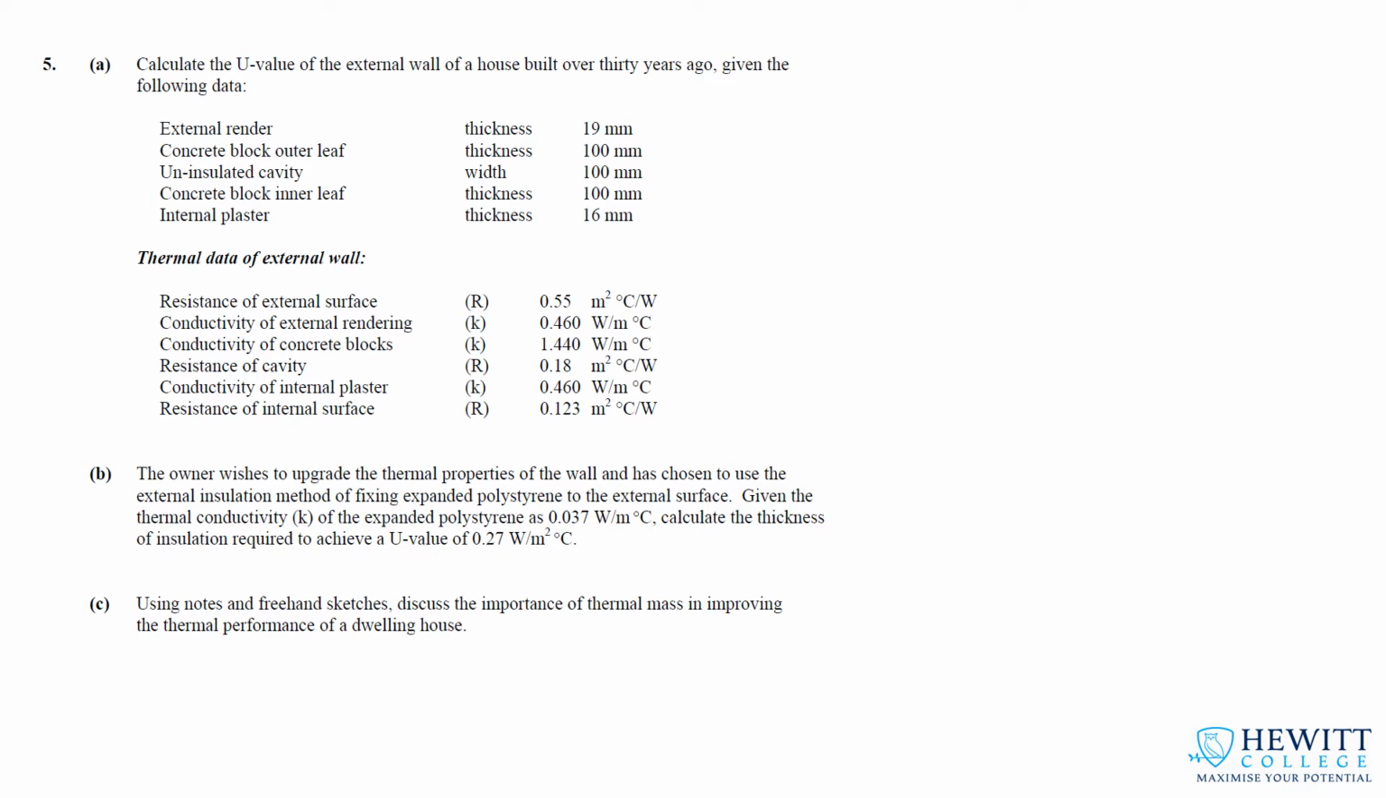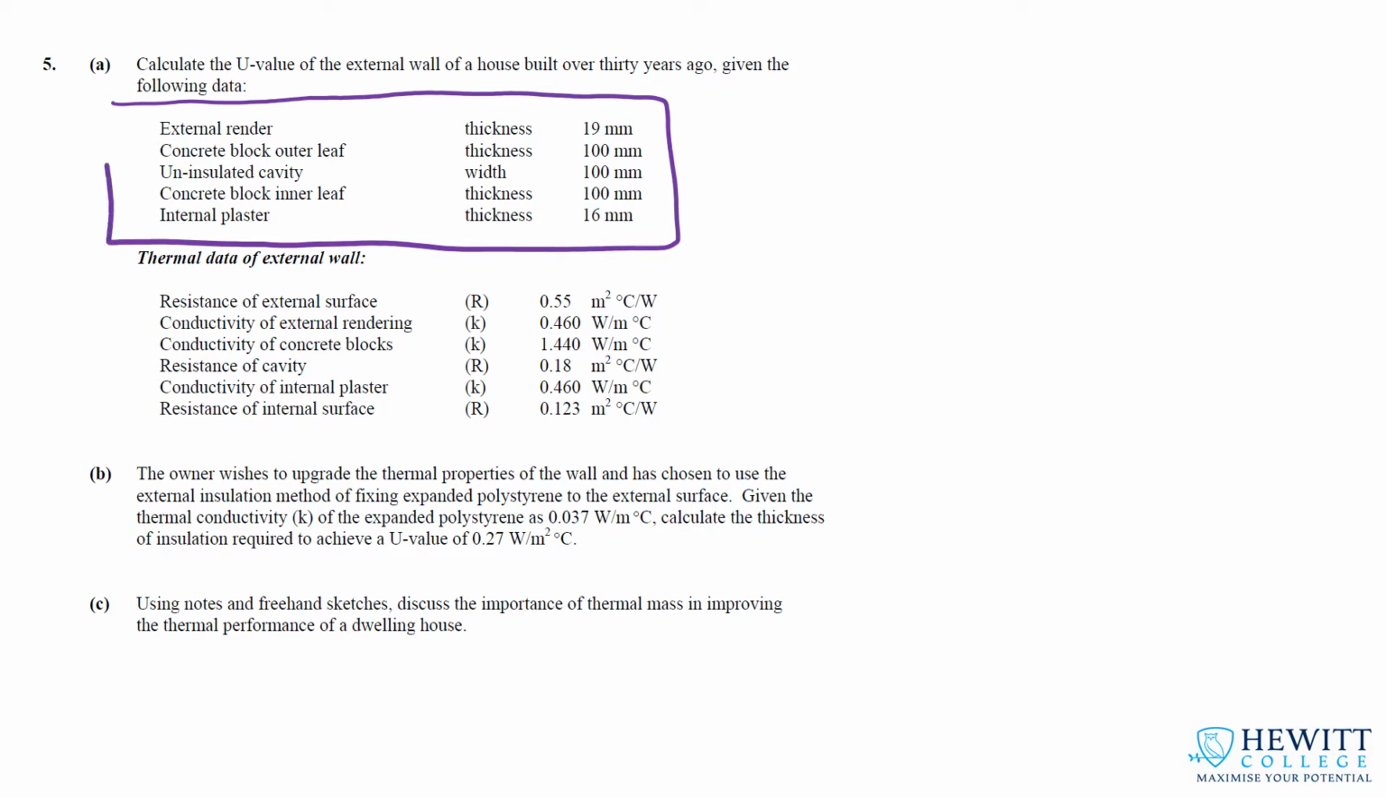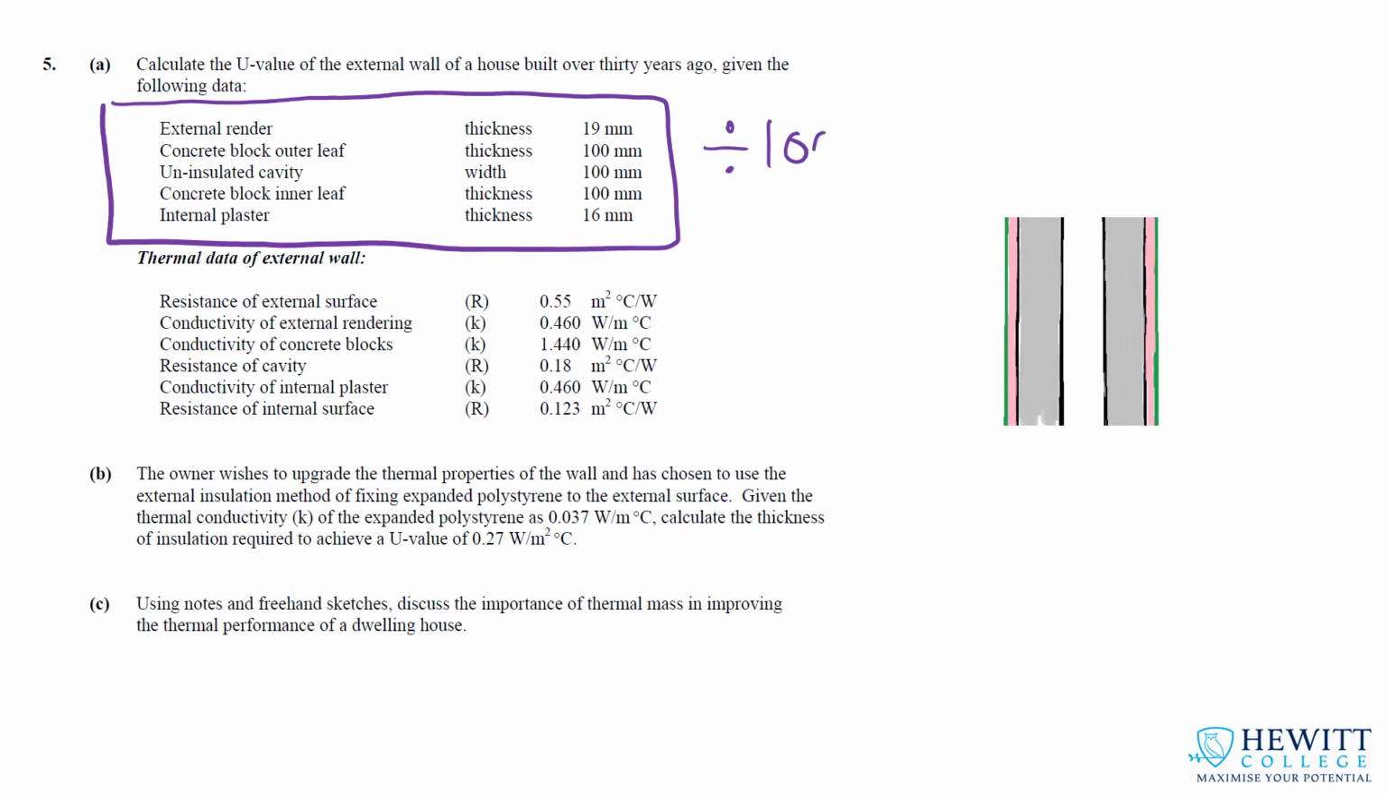Okay, so what we're looking at today is the Christmas exam question on U values. Part A: calculate the U value of the external wall of a house built over 30 years ago, given the following data. There's a few things to note. The first column, highlighted in the purple box, gives you all the layers that have a thickness. It gives you all the different layers inside the building, and also the thickness of each layer. With all those thicknesses, you have to divide each one by 1,000.